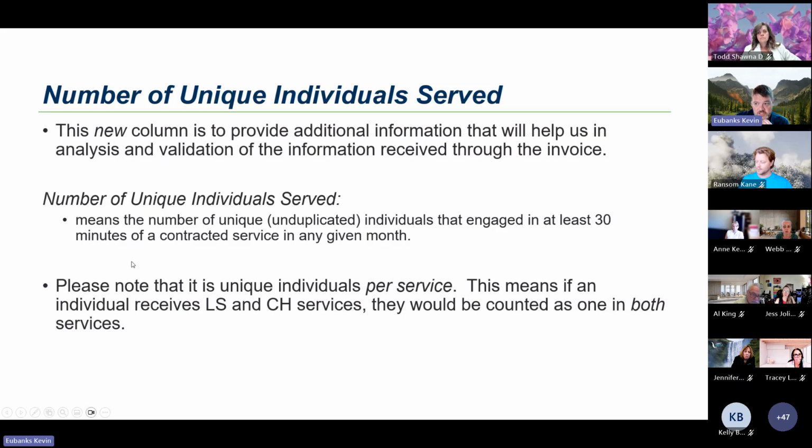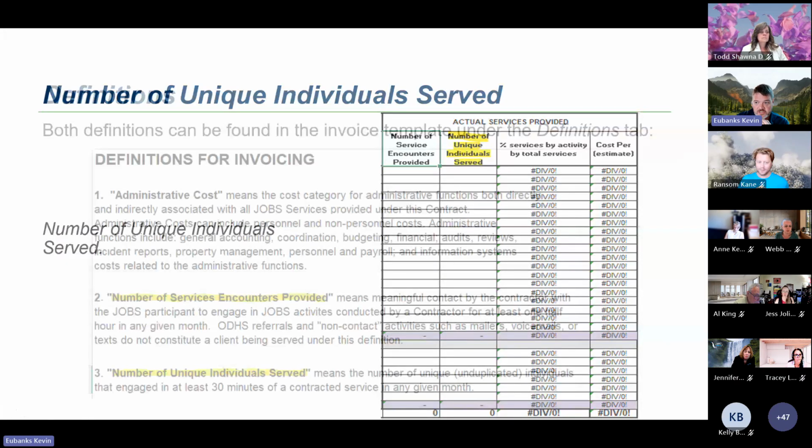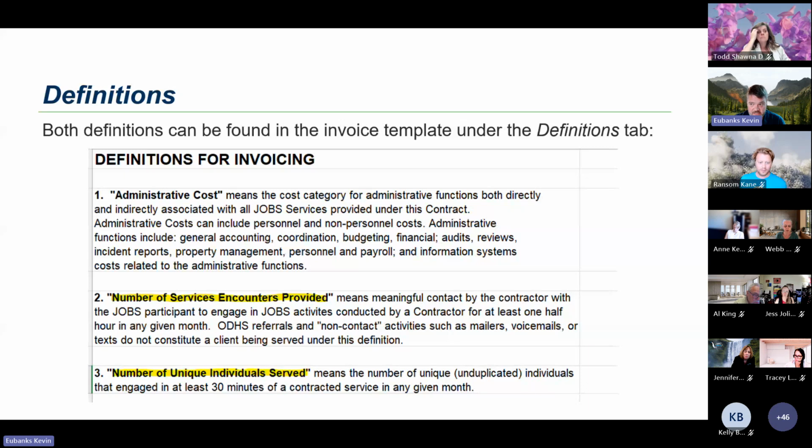So with no questions, that column is right next to the number of service encounters provided. And again, number of unique individuals served. Both definitions that I previously read can be found in the invoice template under the definitions tab. So if you just look at the bottom, there's a definitions tab, and I've highlighted both of those there. So you can take a look there and definitely see what the definitions are.